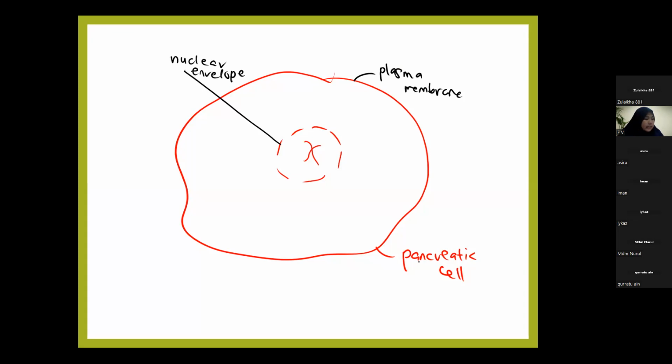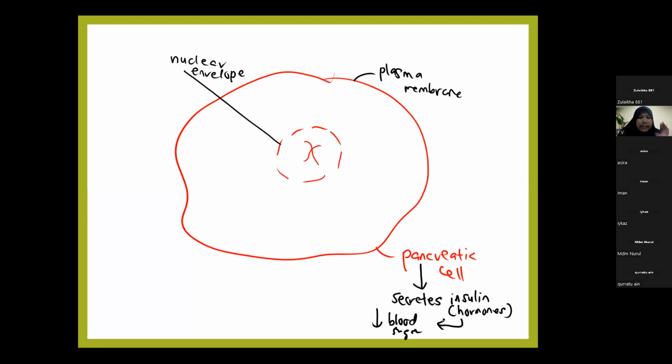Apa tugas pancreatic cell? Pancreatic cell tugas dia adalah untuk secrete, merembeskan insulin contohnya. Insulin tu apa? Insulin adalah sejenis hormon. So meaning to say hormon ialah protein. So insulin is a protein that has been modified into hormone. And what is the function of insulin? Insulin ni perlu dirembeskan oleh pancreas untuk reduce the blood sugar, untuk menurunkan kadar gula dalam darah.